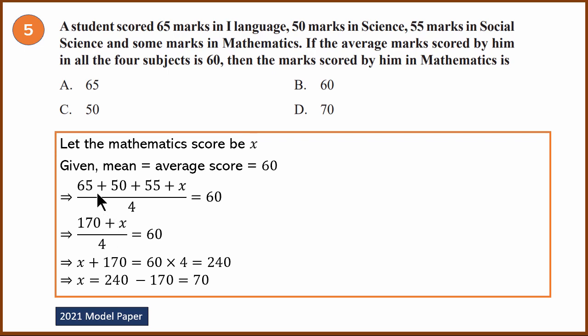If you simplify, you add these 3, you get 170. 170 plus X divided by 4 is 60. Simplify, 4 goes to right hand side, 60 times 4, 240. If you take 170 to right hand side, we can show that X is 70. So X is 70. So in mathematics he got 70 marks. The answer is D.